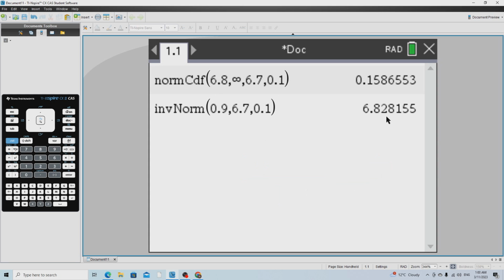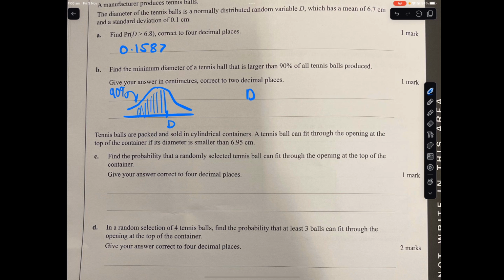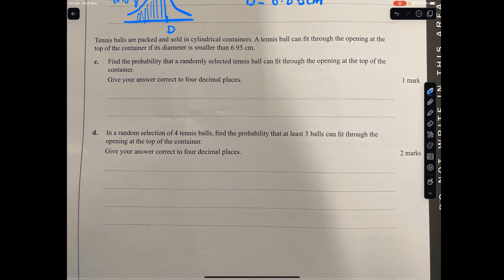And it gives you this. So that is your thing. So your diameter to 2 decimal places is 6.83 centimeters.